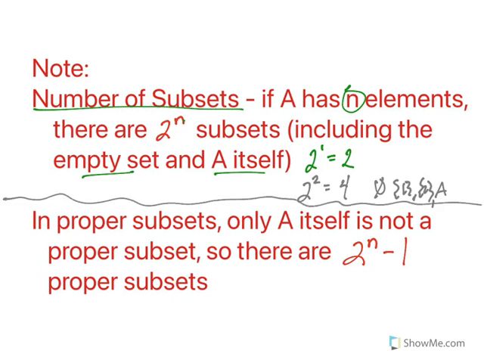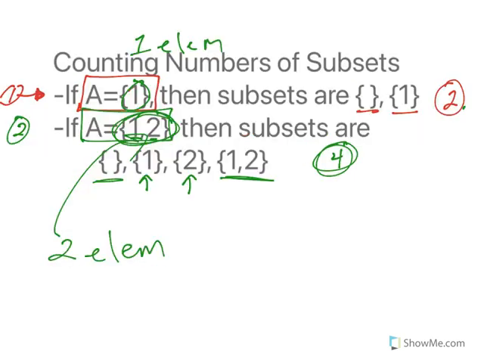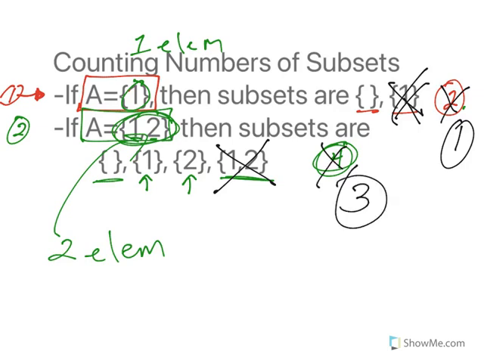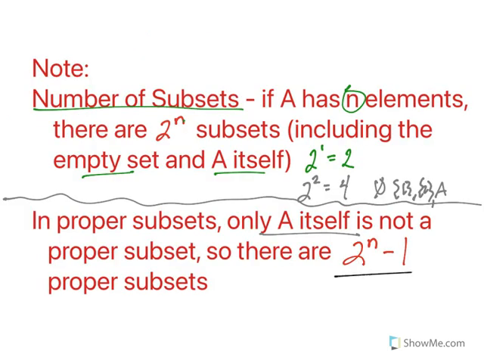Now, in proper subsets, only the set itself is not a proper subset. So if we go back to our last examples, if we would take out the set itself in each one, so the first one was just 1, we'd be down to 1 proper subset, and we'd be down to 3, meaning we would just take 2 to the n and subtract 1. So these are the formulas to find the number of subsets and the number of proper subsets.